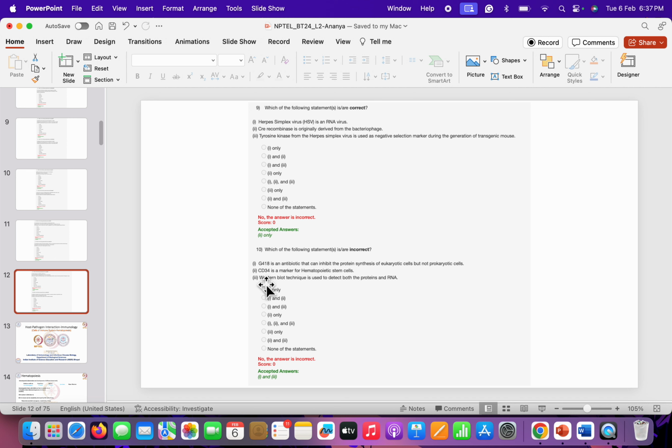Which of the following statements are incorrect? G418 is an antibiotic that can inhibit the protein synthesis of eukaryotic cells but not prokaryotic cells. CD34 is a marker for hematopoietic stem cells. Western blot technique is used to detect both proteins and RNA. Okay, so incorrect is option 1. G418 is an antibiotic that can inhibit the protein synthesis of both eukaryotic and prokaryotic cells, so this is incorrect. And the other incorrect one is Western blot, which is a technique to detect protein but not RNA. So option 3 is also an incorrect option.